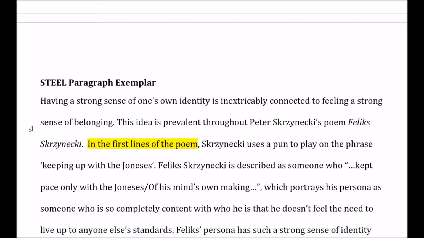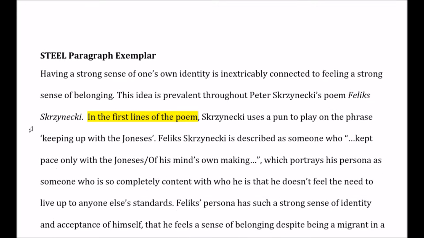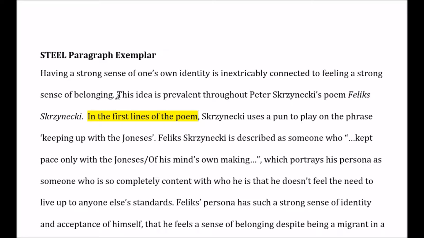What I have then done, as you can see, is continue that idea by talking about the fact that the poet Peter Janetsky communicated this idea in the poem Felix Janetsky. So I am giving my reader enough information so they can orientate themselves, so they can understand what it is that I'm talking about. They know what key idea I'm talking about, but they also now know which text I'm talking about.